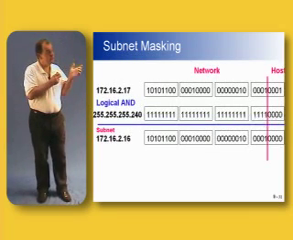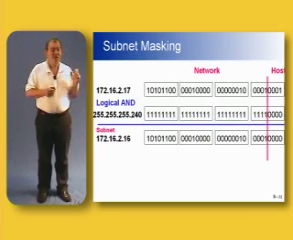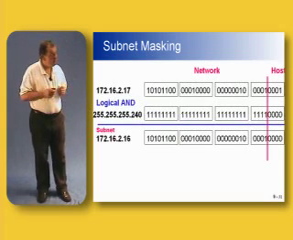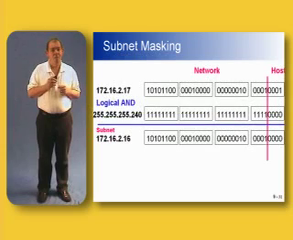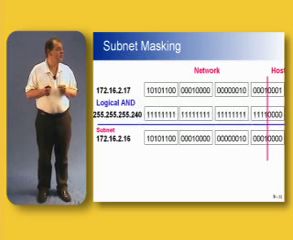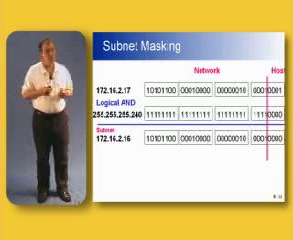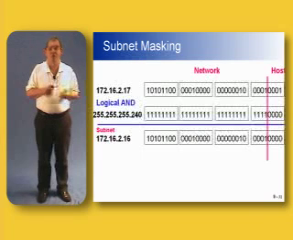It says 255, all 1s in the first 8 bits, 255, all 1s in the second 8 bits, 255, all 1s in the third 8 bits, but only the first 4 bits of the last octet are set to 1, with the last 4 bits being set to 0. And if we convert that into decimal, we get the last portion of the mask being 240. So it's 255.255.255.240.